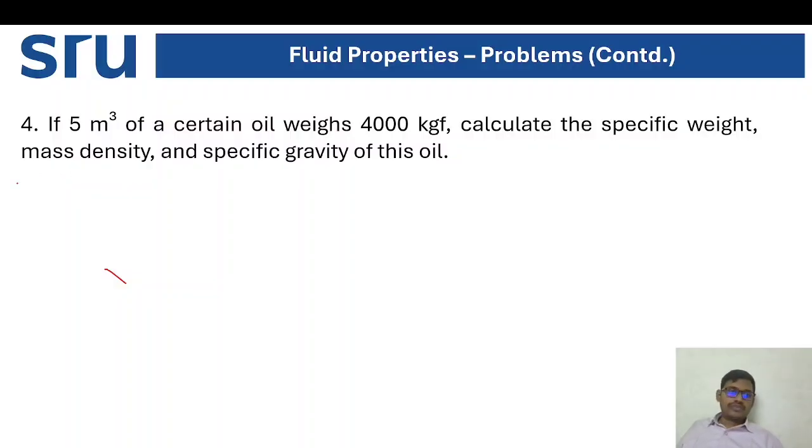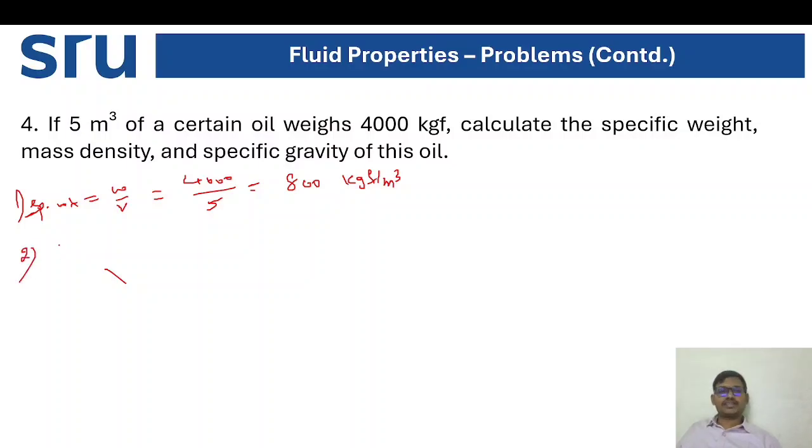So now the first one we will go, specific weight. The formula is weight by volume. So what is the weight? Obviously they gave 4000. What is the volume? 5. So 800 kgf by meter cube. That's it. So if you know the formula, you will get it within seconds. Specific weight is equal to weight by volume, that is equal to 4000 by 5 equal to 800 kgf by meter cube.